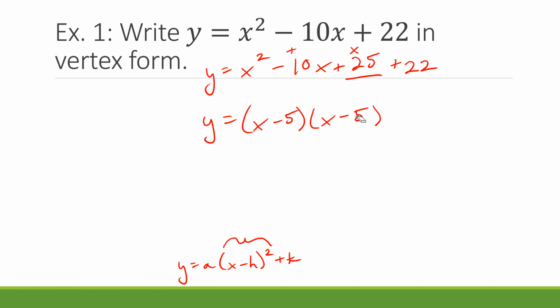Now, there are a couple things that are sketchy about what I just did. First of all, I just added a random number onto that side of the equation. Am I allowed to do that? No. So what do I have to do in order to balance it?